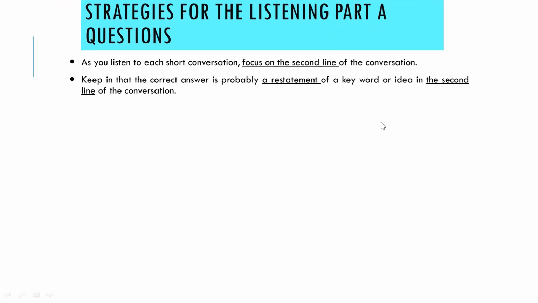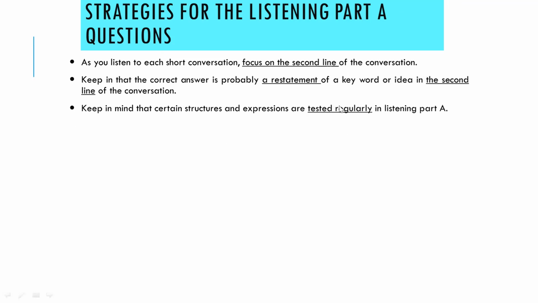Remember, part A is 30 short conversations. One short conversation is followed by one question. The key strategies are three. The first one is to focus on the second line. The second one is to find answers with synonyms, because you have to keep in mind that the correct answer is probably a restatement of a keyword or idea in the second line of the conversation.